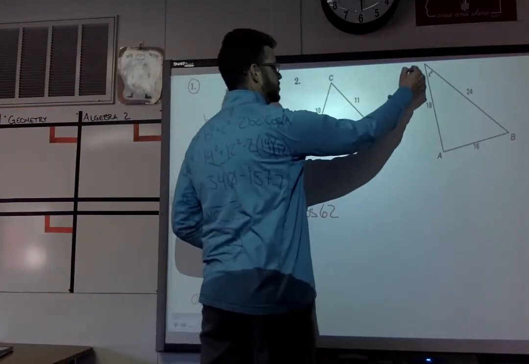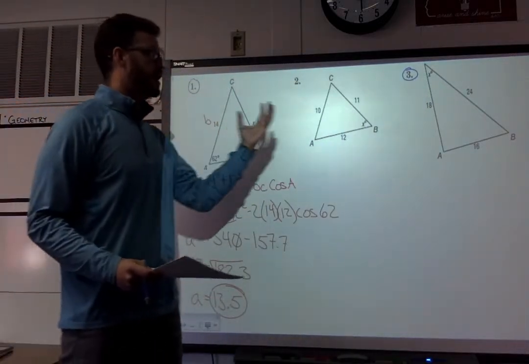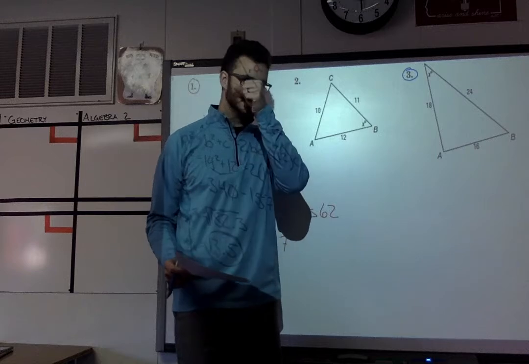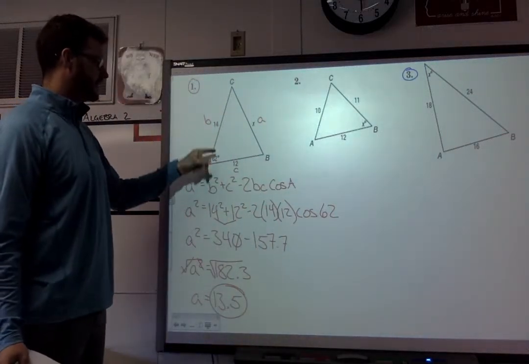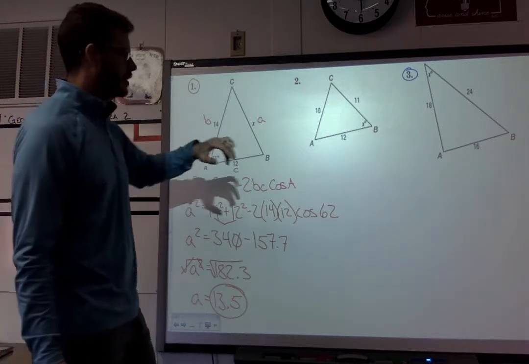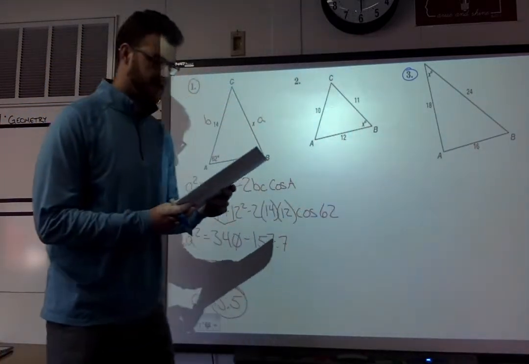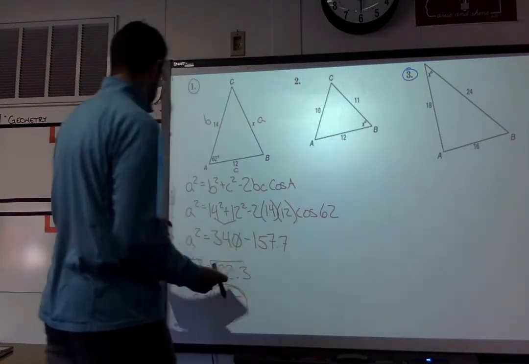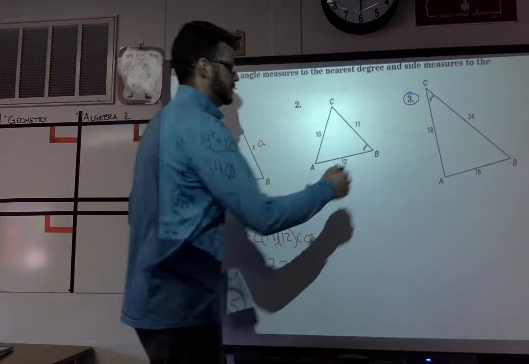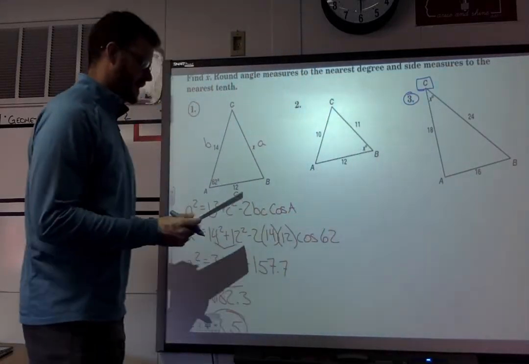Next, I'm going to go ahead and do number 3 here. So this is the other situation in which we can use the law of cosines. The first one was when we're given 2 sides and the included angle. This one is when we're given all 3 sides and none of the angles. So for this one, we are trying to find angle C in the end.